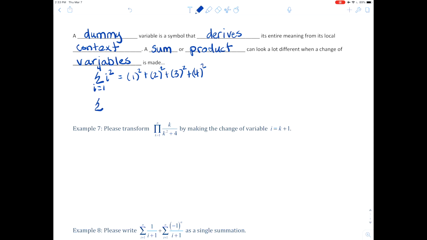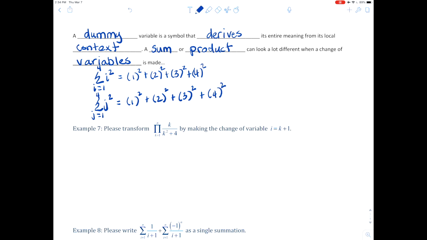Now, let's write the summation from j equals 1 to 4 of j squared. Do you see that it looks a lot different, doesn't it? But what happens with the output? It's the same output, right? Each term of the sum is exactly the same, right? And so that's one way to think about dummy variables. You'll get the same result.